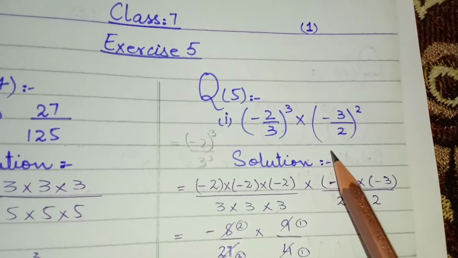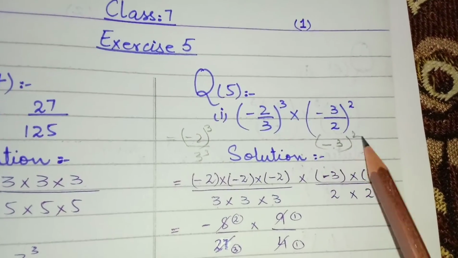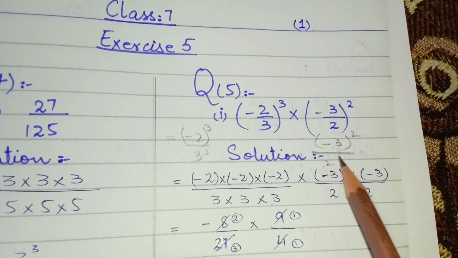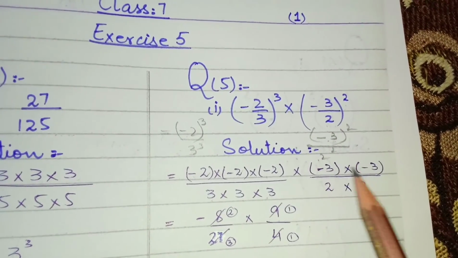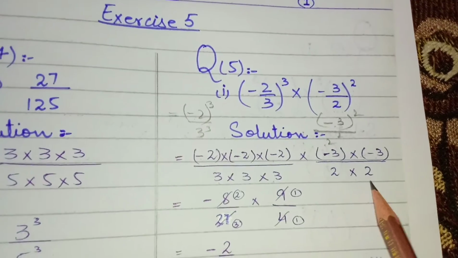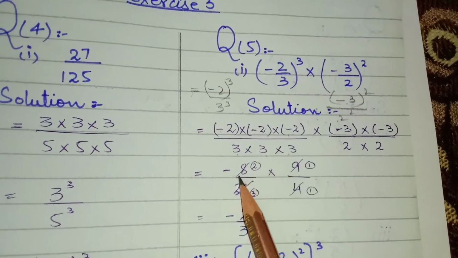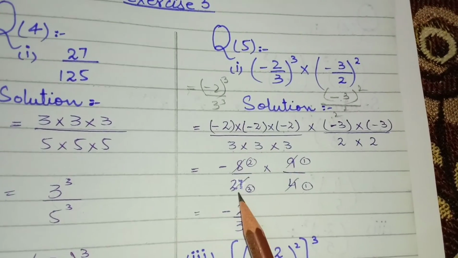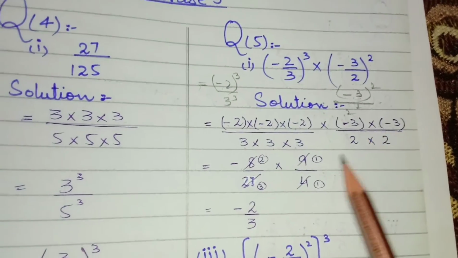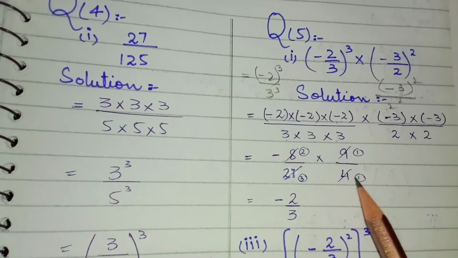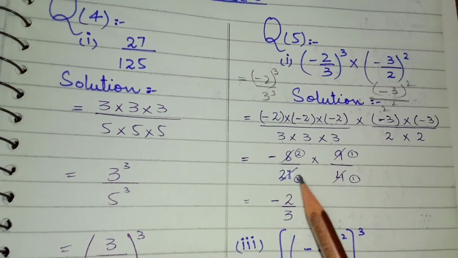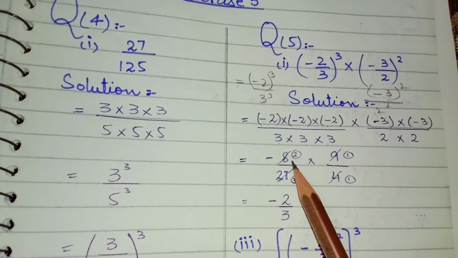And here minus 3 whole square over 2 square. So minus 3 multiplied by minus 3 and 2 multiplied by 2. Now minus minus is plus and plus minus is minus, 2 2s are 4 and 4 2s are 8, 3 3s are 9, 9 3s are 27. Minus minus is plus, 3 3s are 9 and 2 2s are 4. 4 1s are 4, 4 2s are 8, 9 1s are 9, 9 3s are 27. So minus 2 over 3 is the answer.